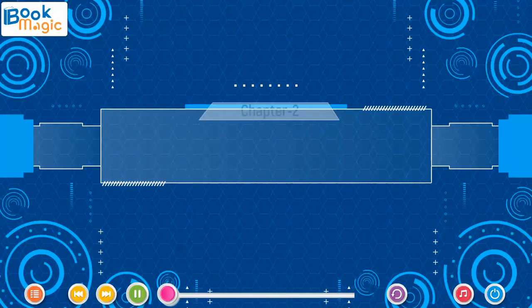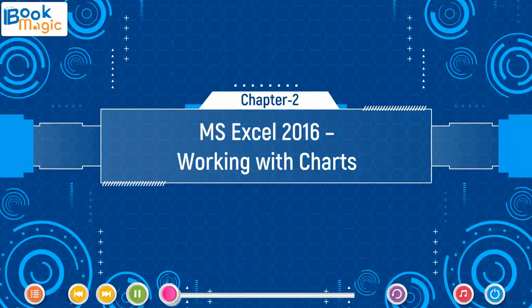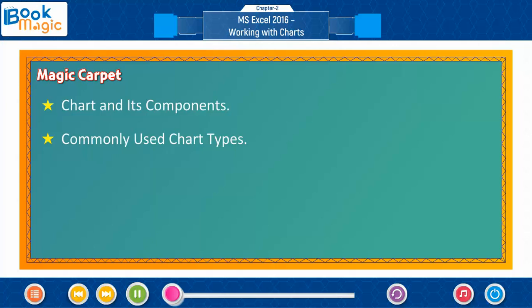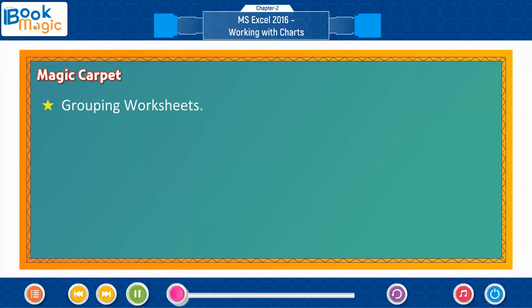Chapter 2, MS Excel 2016, Working with Charts. Magic Carpet. Chart and its components. Commonly used chart types. Creating and formatting a chart. Using GoalSeek. Consolidating data. Grouping worksheets.